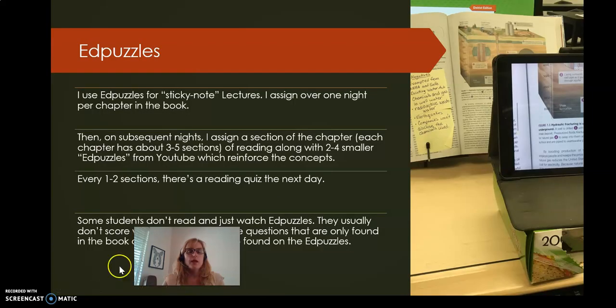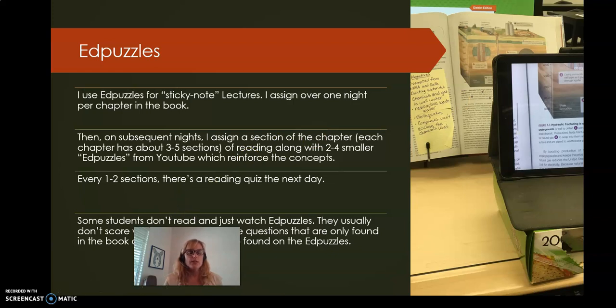All right. One thing I use heavily is Edpuzzle. So I use Edpuzzles for my sticky note lectures. My sticky note lectures usually last about 30 to 40 minutes per chapter. You can see there's a picture here of me recording my sticky note lecture. So this is my book with sticky notes, and I just put my iPad up on a box and I press record and I talk, and they make their books match my book.